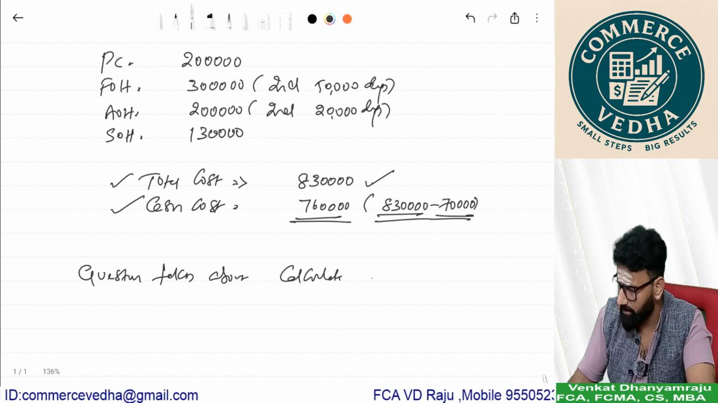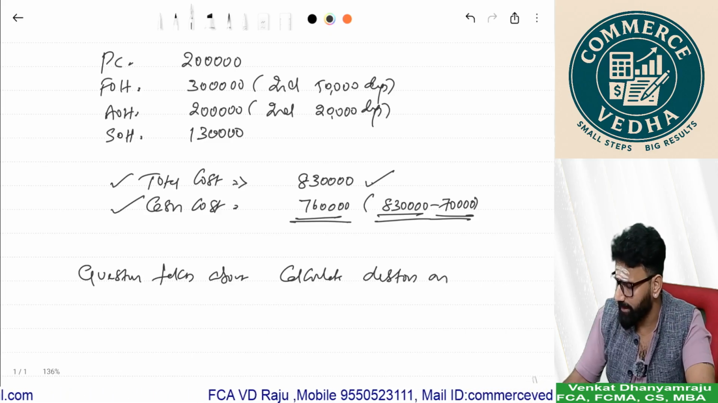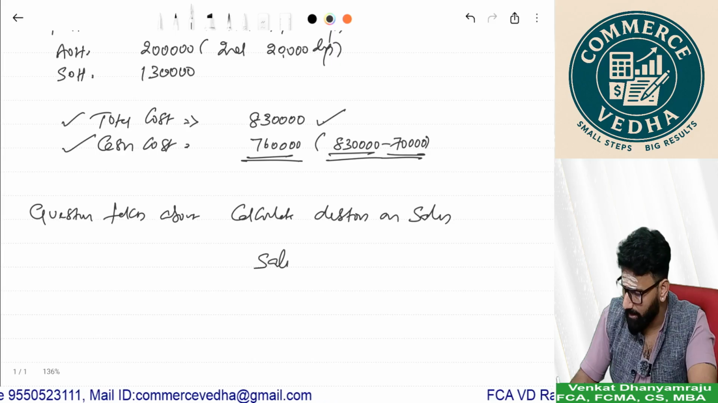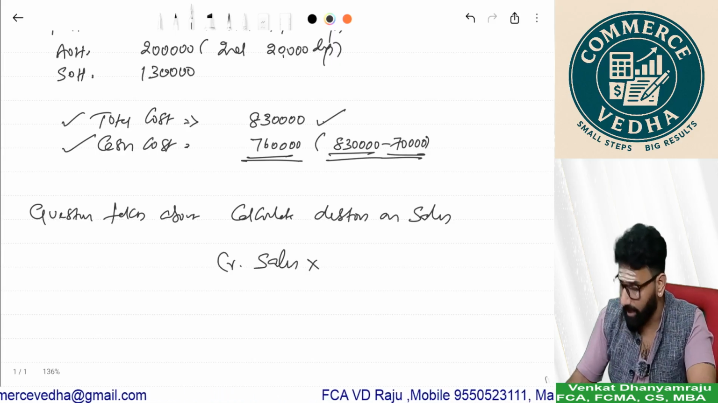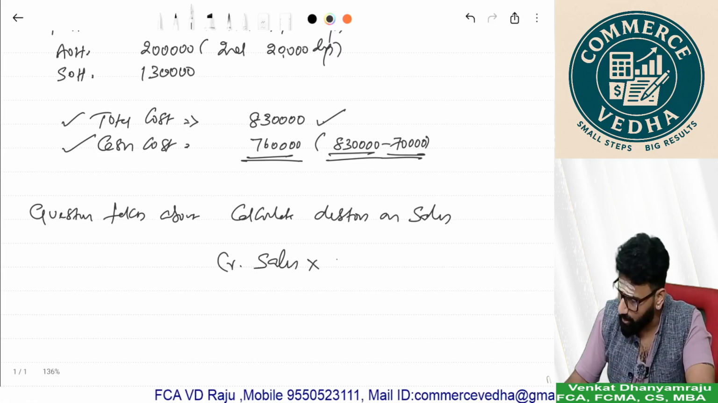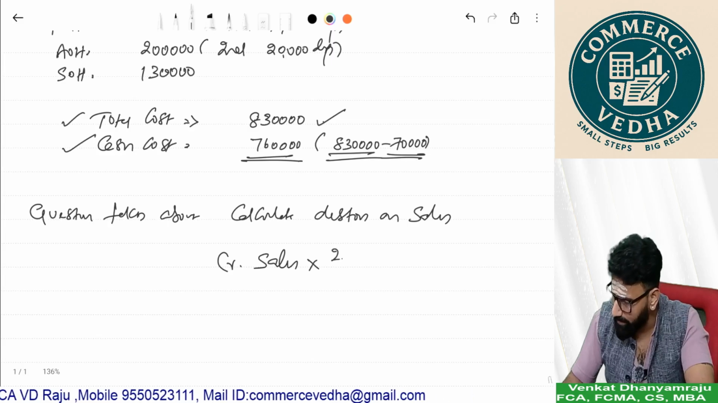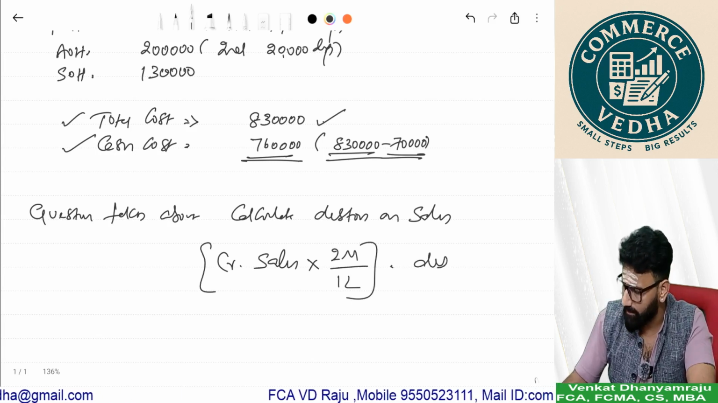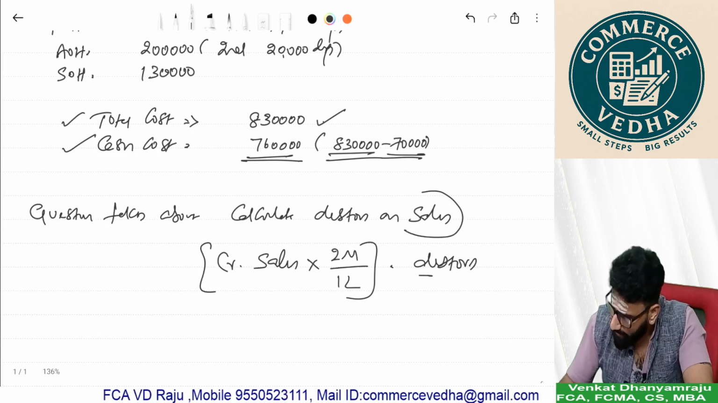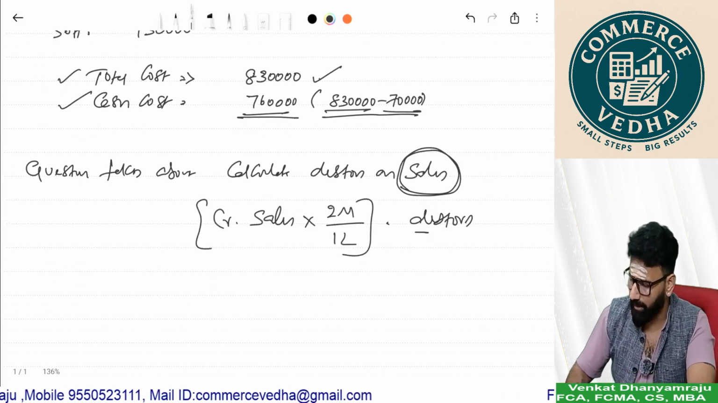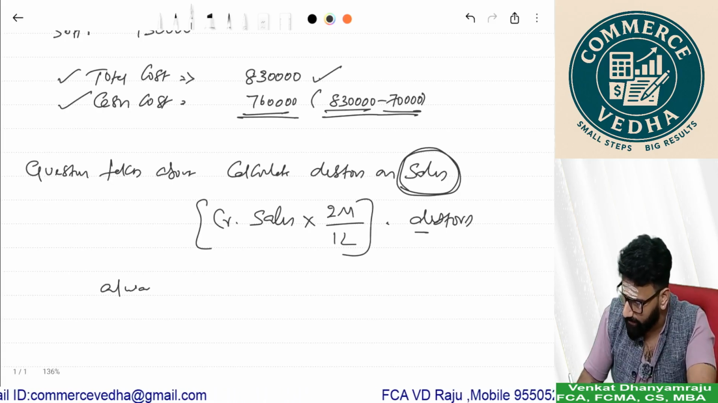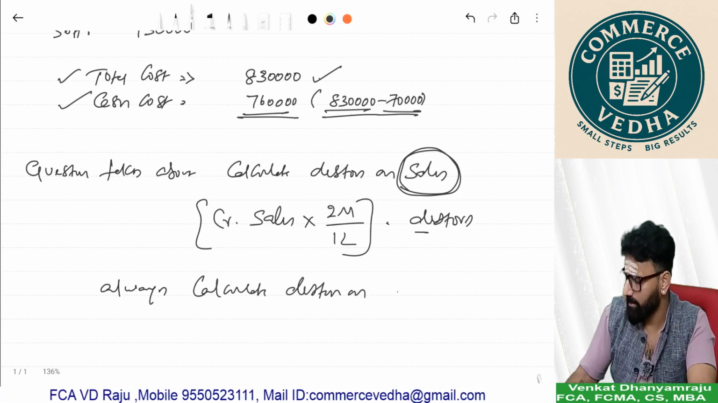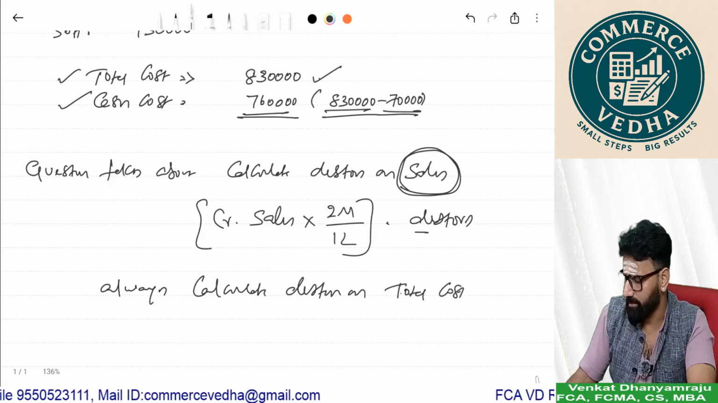calculate debtors on sales, then your debtor should be sales into, credit sales into, suppose say 2 months debtors out of 12 months. So you'll get 2 by 12, you'll get debtors. If it says sales, compute on sales. Otherwise, we should always calculate debtors on total cost, not on sales.